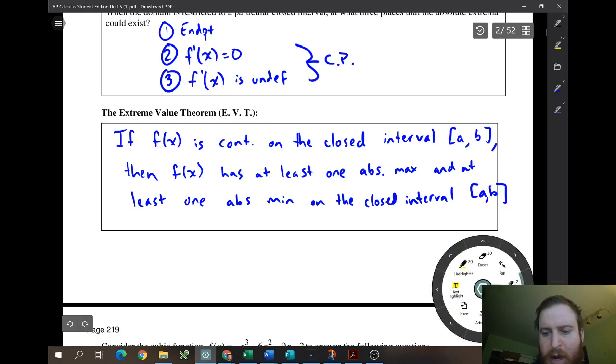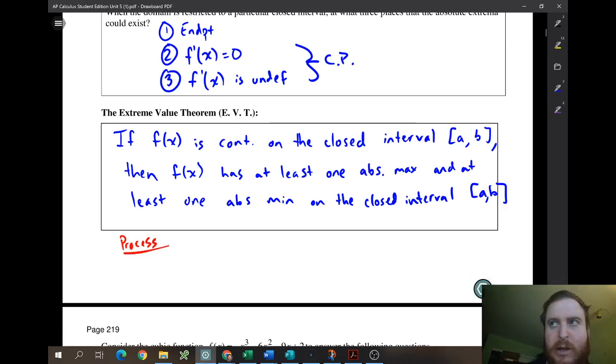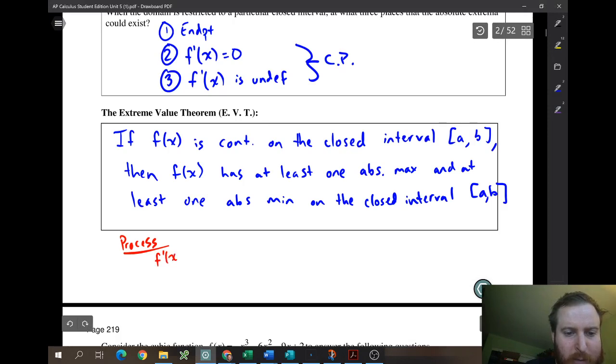Now, what I want you to add is our process whenever we see the words absolute max or absolute min. Our process is always the same. It's very similar to the relative minimums, where we start off by setting f prime of x equal to 0 or undefined if it's a fraction, because that's finding our critical points.